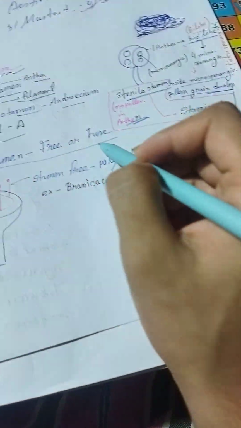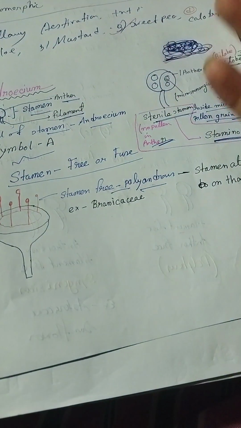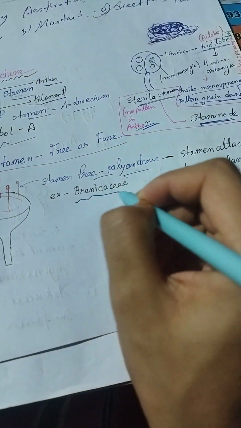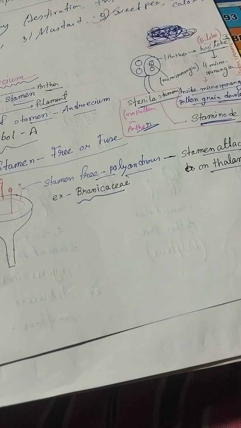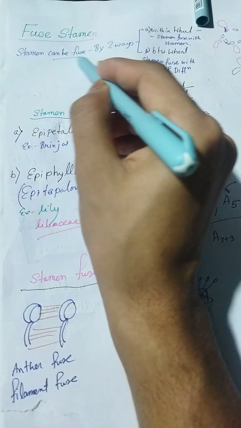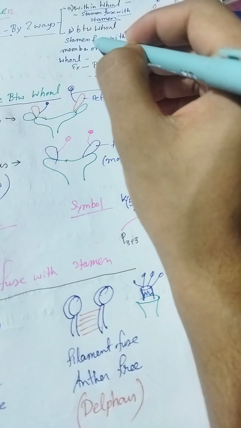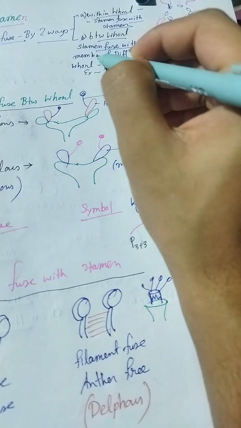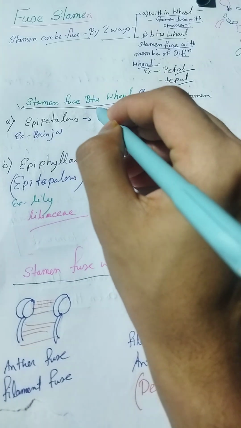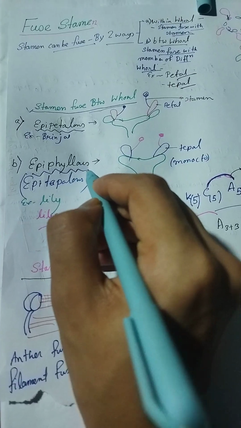If stamen is free, polyandrous, and if stamen is fused, then that is called gamandrous. Example is Brassicaceae, stamen attached on thalamus. Now talk about fusion of stamen. Stamen can be fused in 2 ways. First is within the whorl, stamen fused with stamen, and second is between the whorls, stamen fused with member of different whorl. In case stamen fused between the whorls, first condition is epipetalous and second condition is epiphyllous.